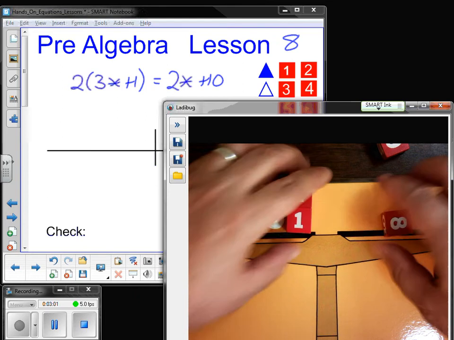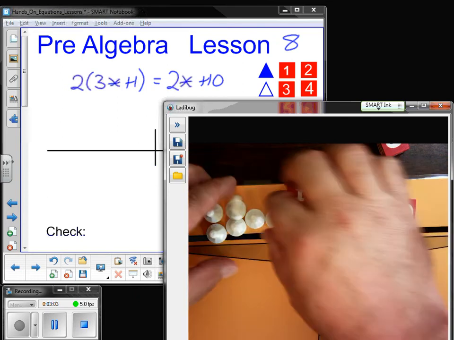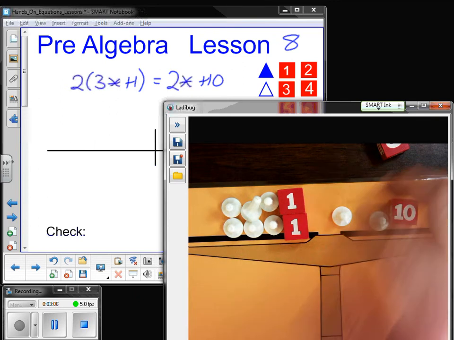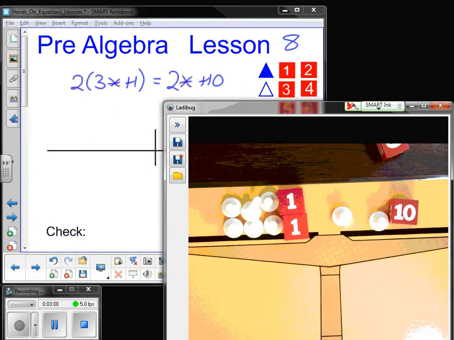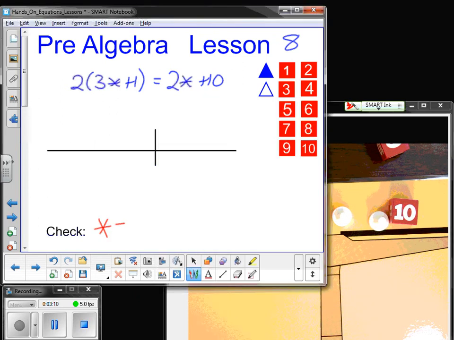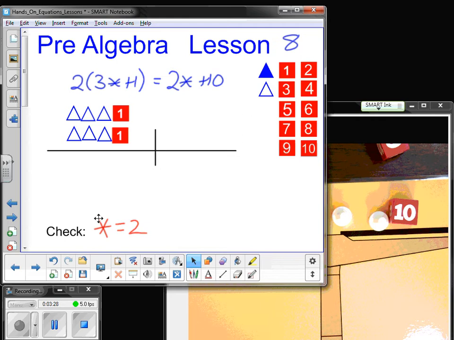Let's check that out. I'm going to put everything back up where it belongs. Okay, each star is 2. So my prediction is that star is 2. Now, I could do that up here as well. You know, I could have done 1, 2, 3 stars and a 1. 1, 2, 3 stars and a 1, and then 2 stars and a 10.